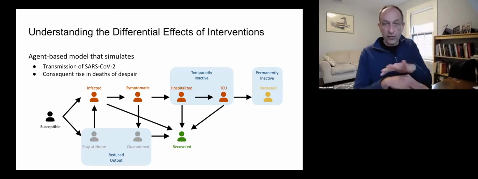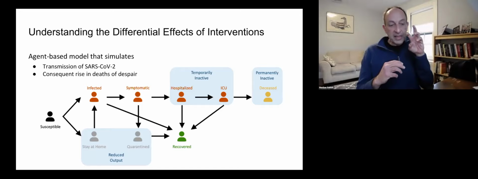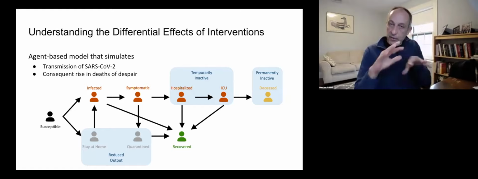It's a typical SIR model, with the difference that it's networked. So it's a network model. It allows separate communities to be created within that model. So we have that. We can create multiple communities.